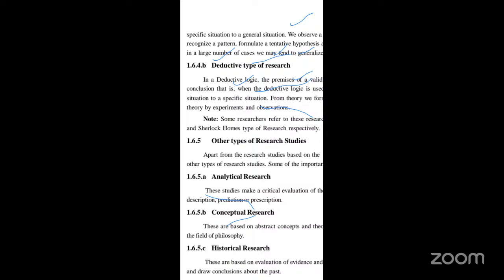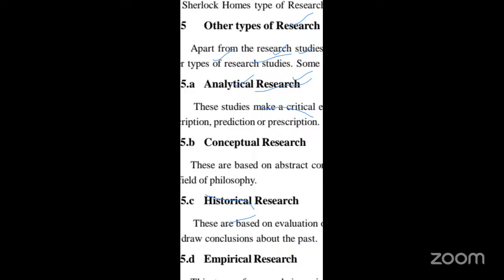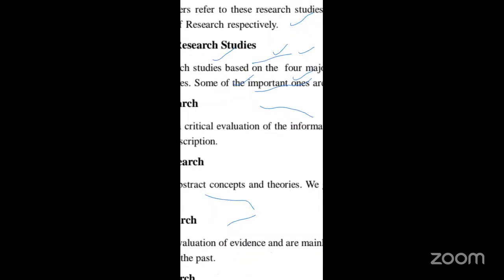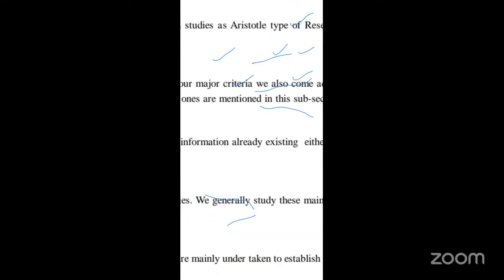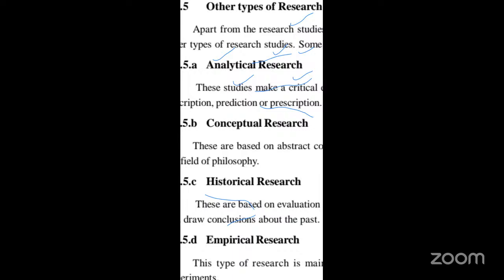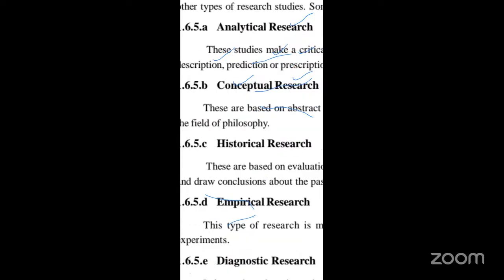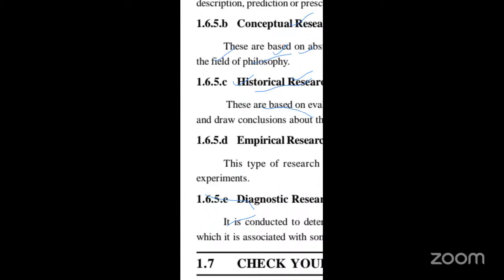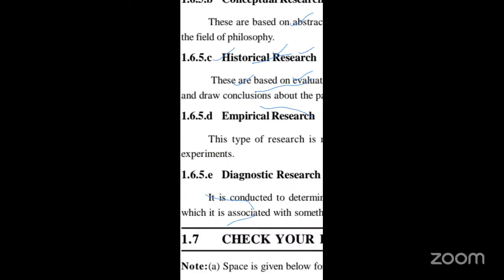experiments or observations. And some research studies are based on four major criteria. We also come across these important ones. One is analytical research, conceptual research, historical research, empirical research, diagnostic research. These are the five types.